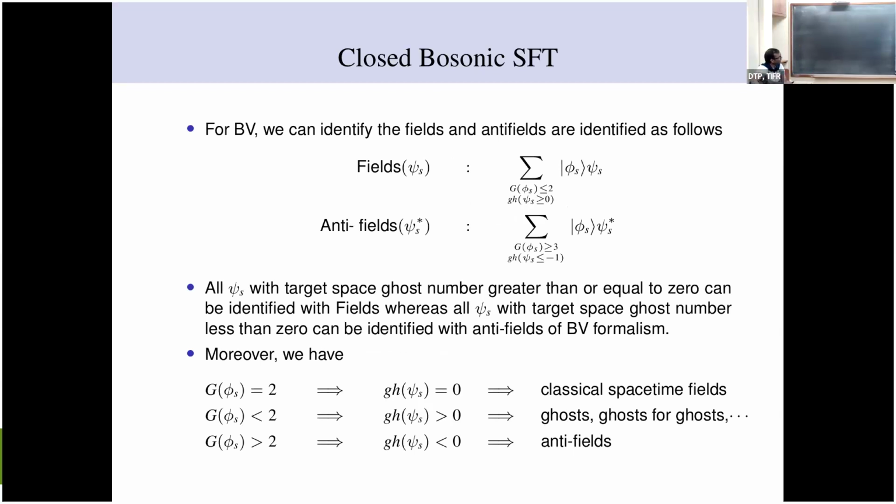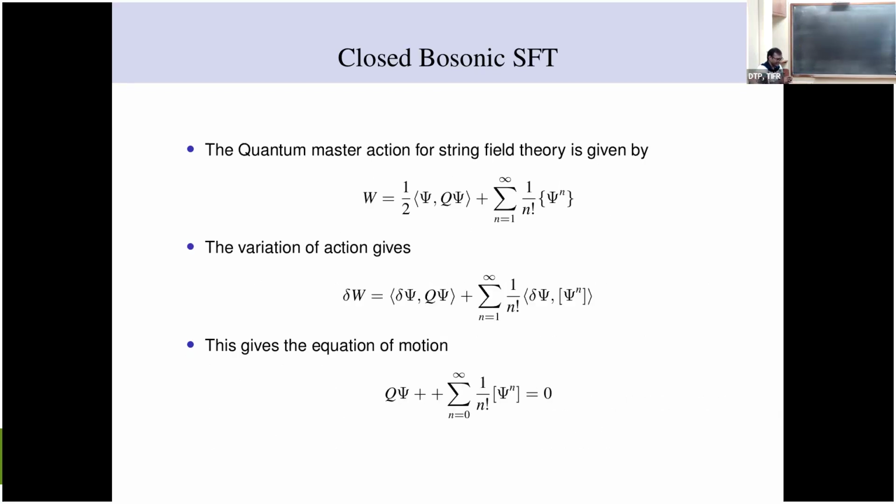Okay, so for BV, one can now identify the fields and anti-fields, and they are identified in the following way. So this string field is a general element of this.